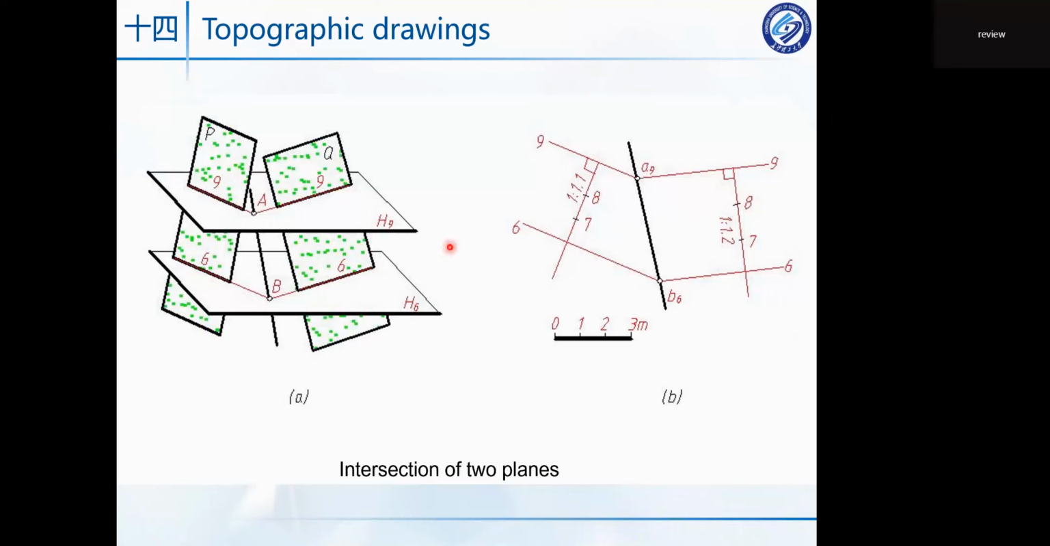Okay, so now I will repeat how to get the intersection of two planes. As for two planes, the intersection of these two planes is a line. But as for a plane and a circular plane, it's not a line. It's a curve. And you can see the point A and the point B must be on this cross line.